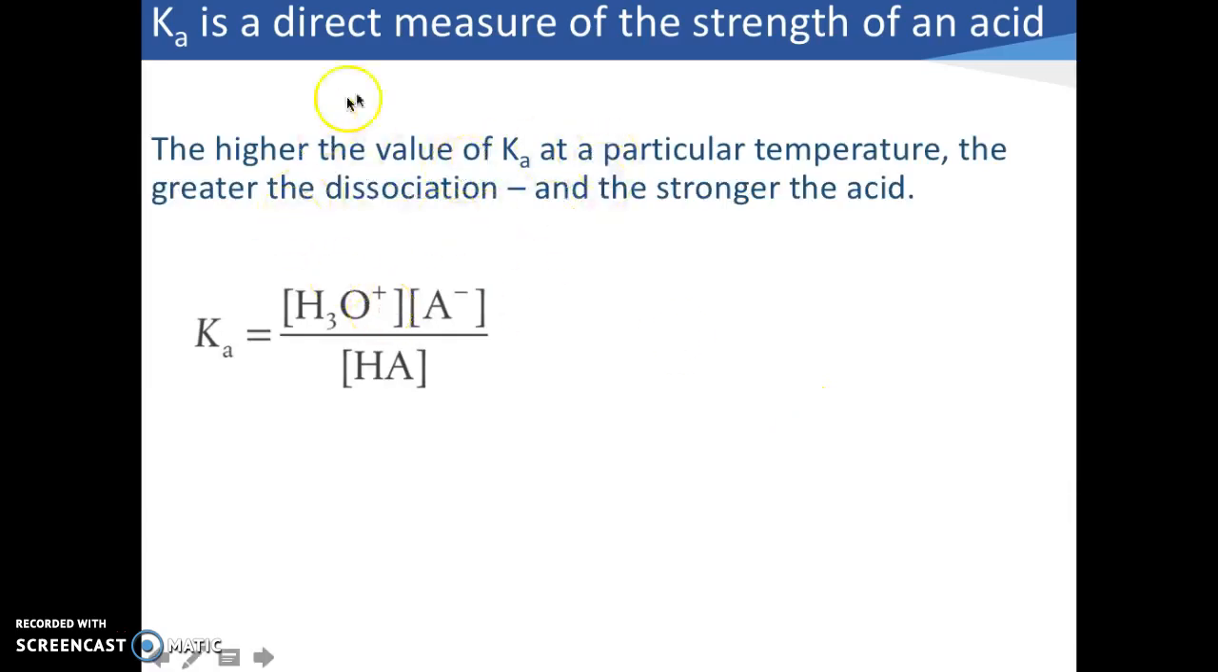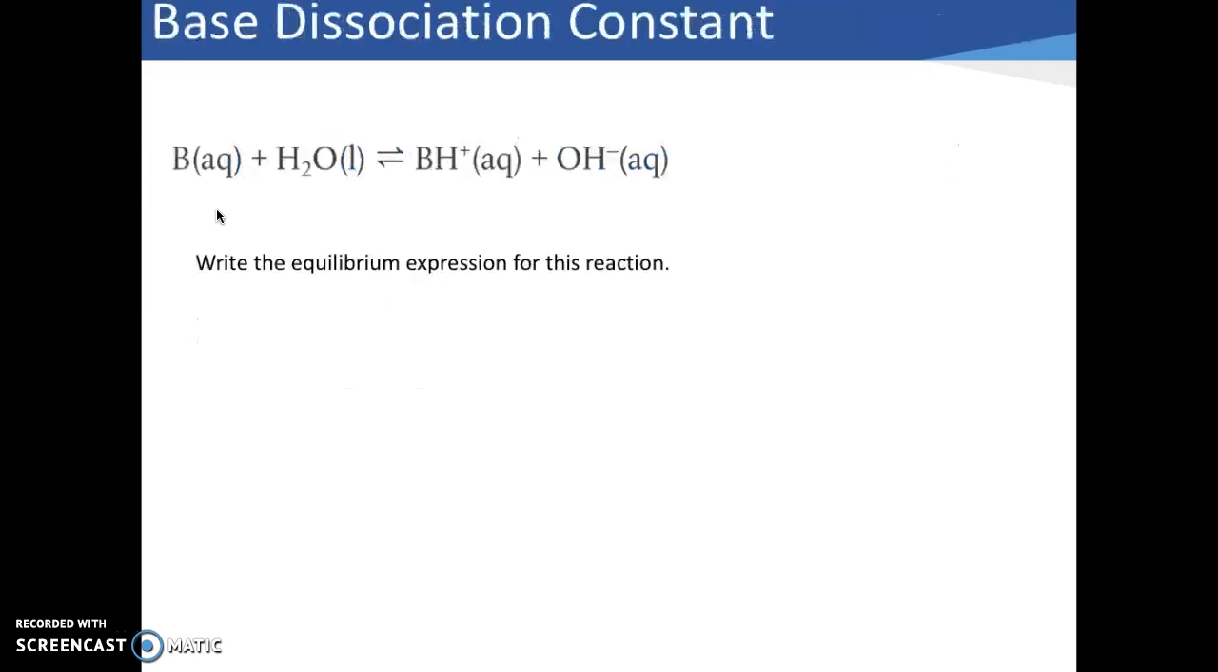So Ka is directly related to the strength of the acid. The higher the Ka, the greater the dissociation, and therefore the stronger the acid, okay? Now what about the base? Honestly, it's exactly the same. You just set it up considering a base, okay?